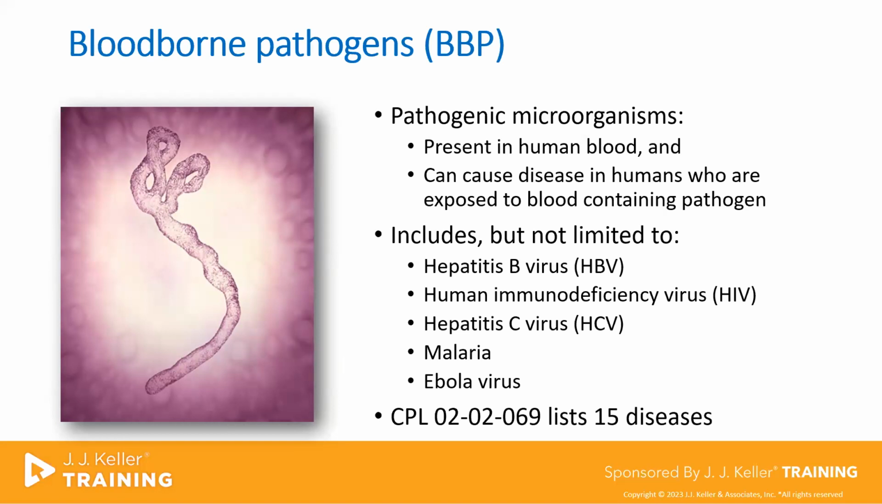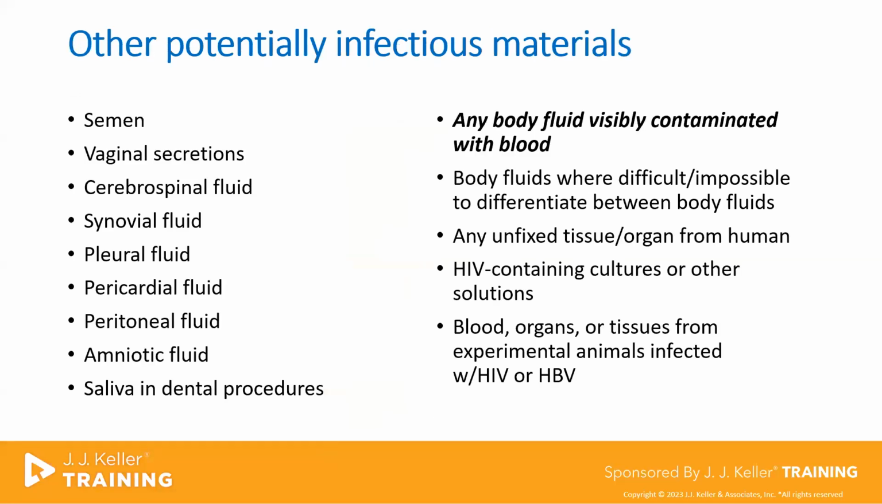While HBV and HIV are identified in the standard, the term includes any pathogenic microorganism that's present in human blood and can infect and cause disease in persons who are exposed to blood containing the pathogen. The CPL that's listed on the slide here lists 15 diseases related to bloodborne pathogens. The regulation uses the phrase other potentially infectious materials, or OPIM. Only certain body fluids or tissues are considered OPIM, as shown here.